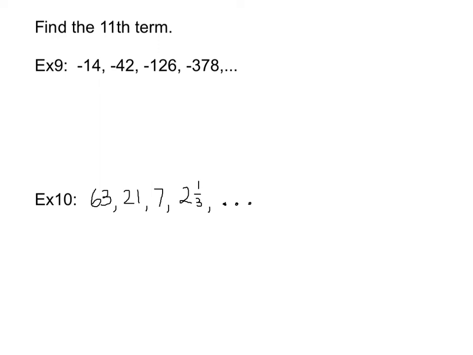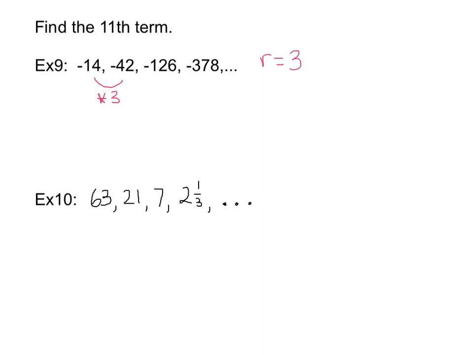Okay, these are the last two examples. We're going to find the 11th term. So in example 9, we have negative 14, negative 42, negative 126, negative 378. You always want to double check and make sure that it's either arithmetic or geometric. You can tell that it is growing. The common rate of what it's being multiplied each time is 3. So my common ratio is 3.